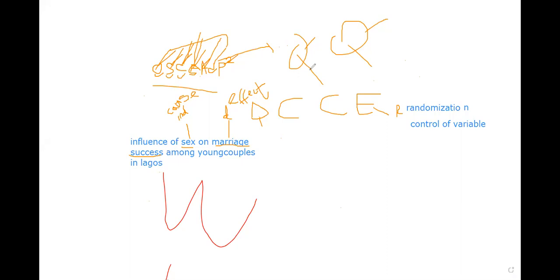And you carry out this research, you do it experimentally, you get your data, you use the right research design tool, and then you can sit down with the facts and numbers and say, yes, sex influences marriage success, or you say, no, it does not. But as it is now, none of us can tell. We only have ideas in our head. Okay, so let's just move forward. I think that's good enough.